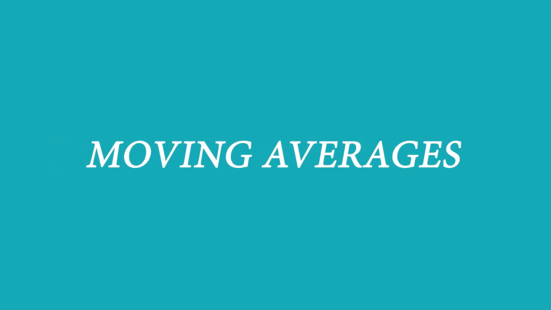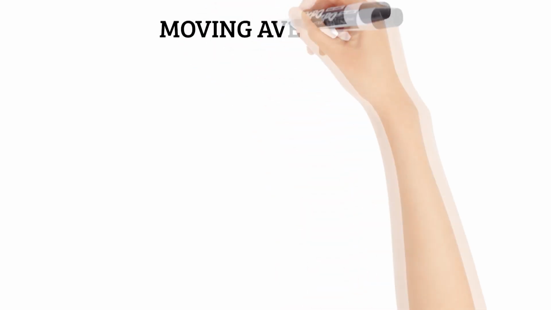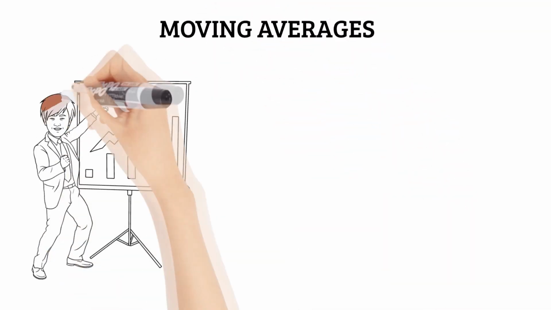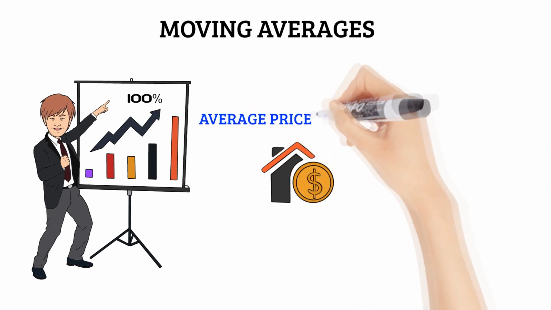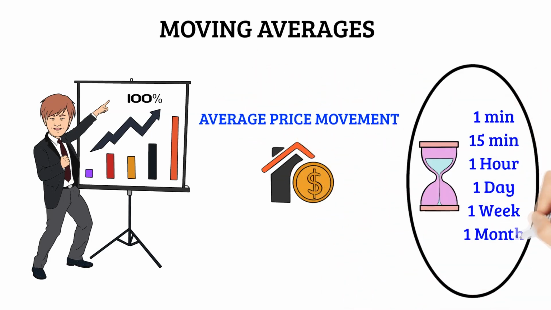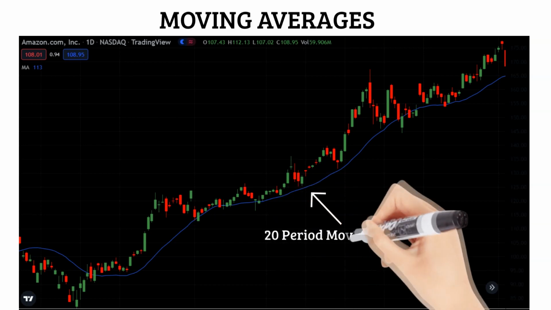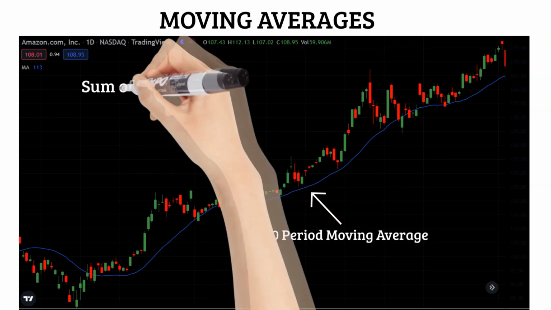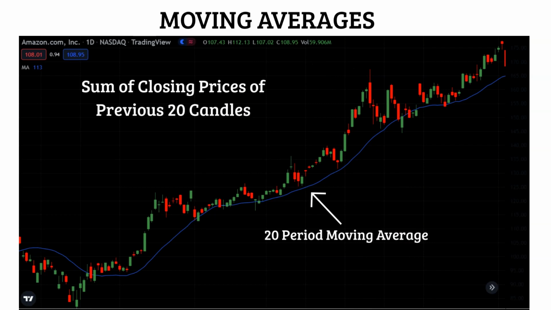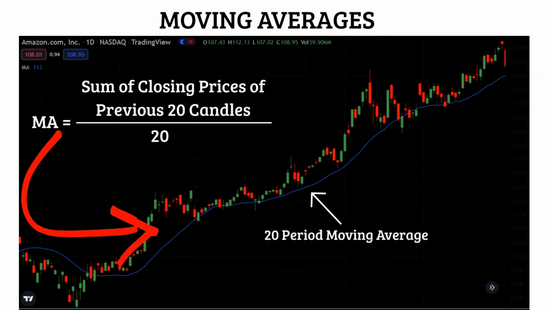Second in my list is moving averages. Moving averages are as they sound. Moving averages are technical indicators used by traders to see the average price movement over a certain period of time. The blue line you are seeing on the screen right now is the 20 period moving average. That means this indicator took the closing price of the previous 20 candles and divided that by 20 to plot this line. You can define the length of your moving average to be any number.